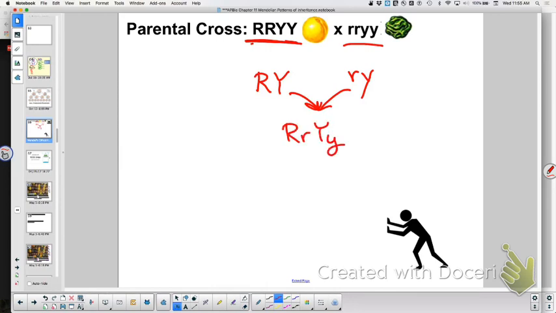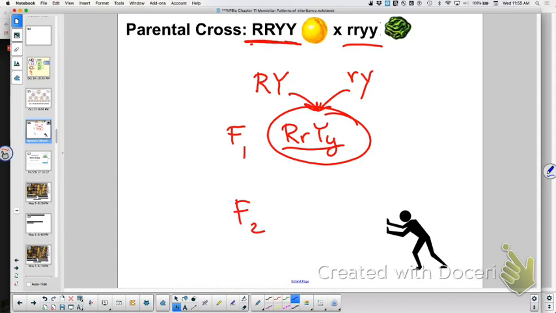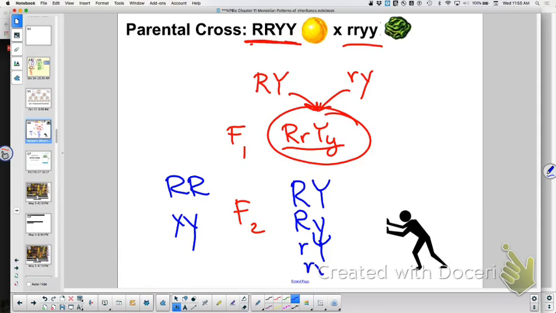Do you agree with that? Now, tell me, this would be the parental generation. These are the F1s. I want to make some F2s. What are the possible gametes I would have from this individual? Big R, big Y; big R, little y; little r, big Y; and little r, little y. Can I have any gametes that are this? No. What says I can't?